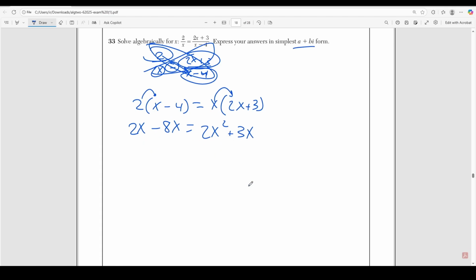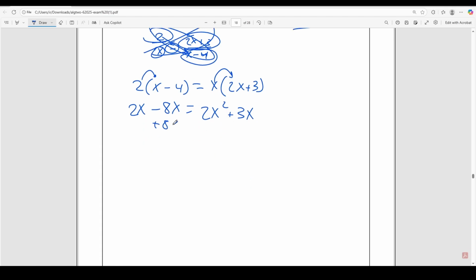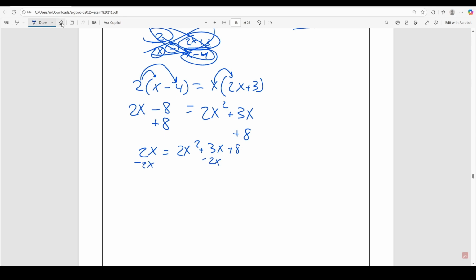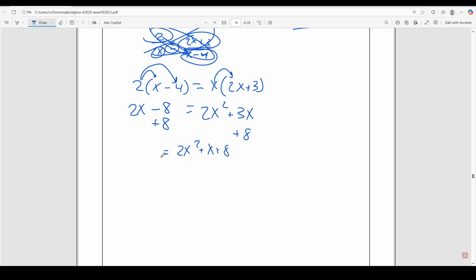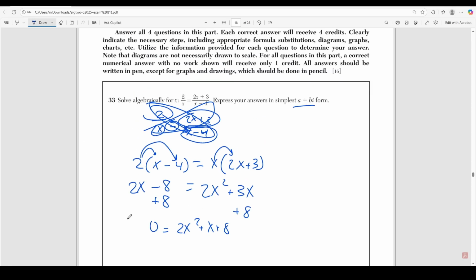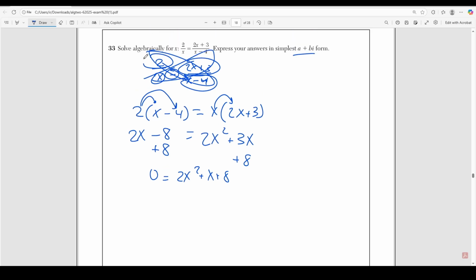Now we can combine this all to one side. Sorry, 2 times negative 4 is negative 8, not negative 8x. I made a mistake there. So we add 8 to both sides, and we get 2x is equal to 2x squared plus 3x plus 8. Then we subtract 2x from both sides, and we get that 2x squared plus x plus 8 is equal to 0. Now we've gotten rid of these two fractions and combined this into one equation. From here, I want to solve for x.